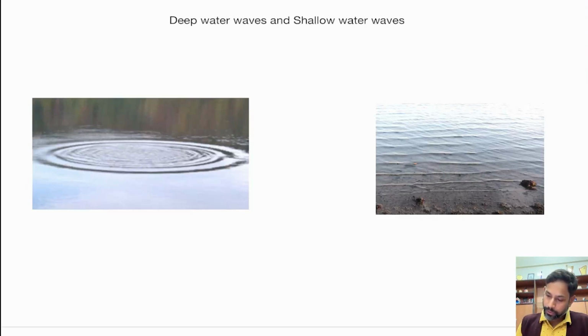So there are two kinds of waves you see here. One is called deep water waves, another one is shallow water waves. So deep water wave is something where the depth of the fluid is so large that the effects of water waves at the top are not felt at the bottom, whereas in shallow water waves the effects of the waves are also felt at the bottom.